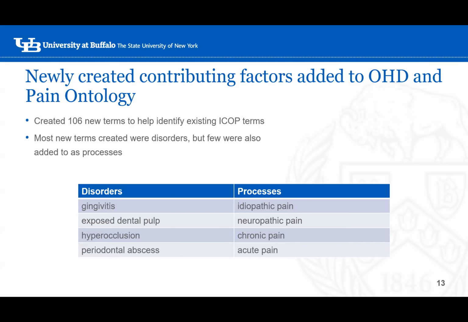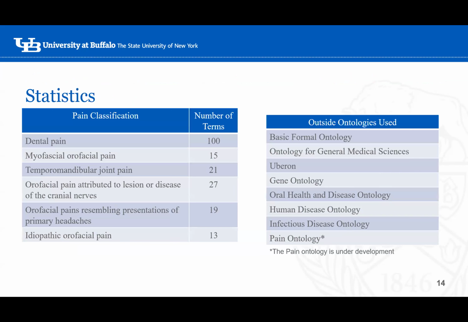Creating the new contributing factors was probably the biggest part of this project, and overall we created 106 new terms, most of which were disorders, but we did have a few processes, and that included things that had to do with pain, so types of idiopathic, neuropathic, chronic, and acute pain. And those are the types of terms that we reference the pain ontology a lot for to help define them. And we'll look at the statistics and breakdown of what the ICOP was.